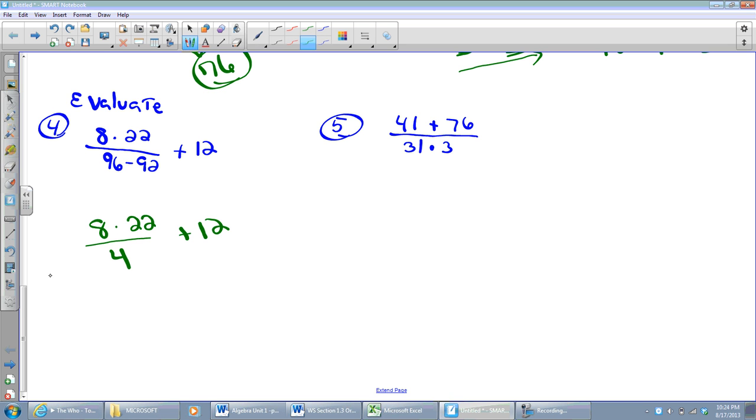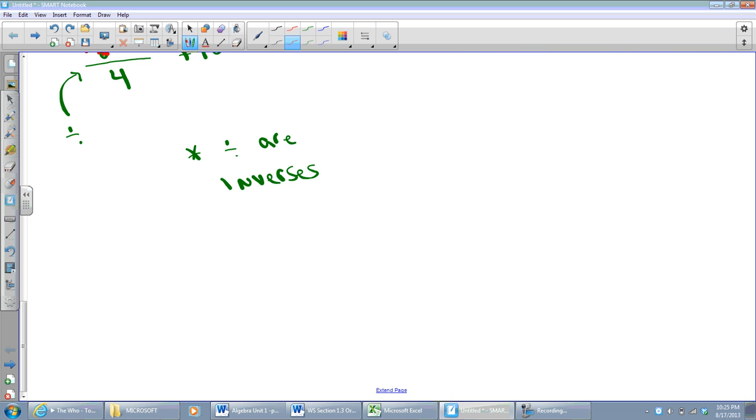Now, I expect you to know that a fraction bar means divide. And I also expect you to know that multiplication and division are inverses of each other, which means they undo each other. And since they undo each other, I can think about 8 as the same thing as 4 times 2. So my numerator is like 4 times 2 times 22. That's over 4 plus 12.